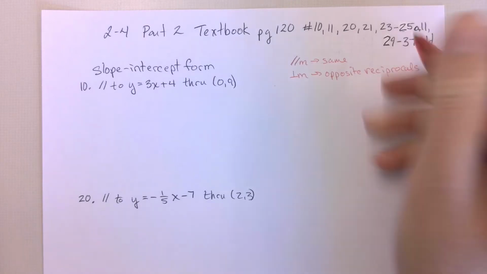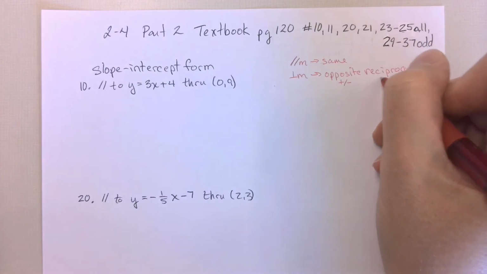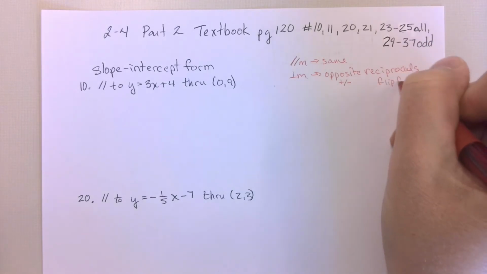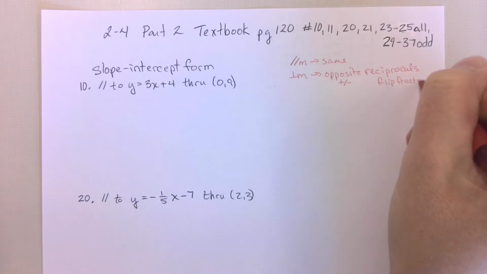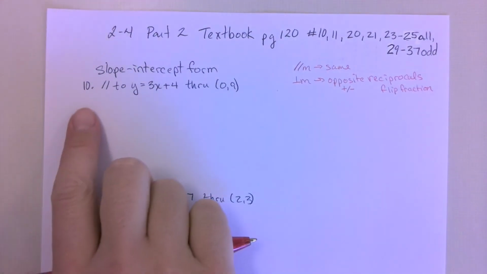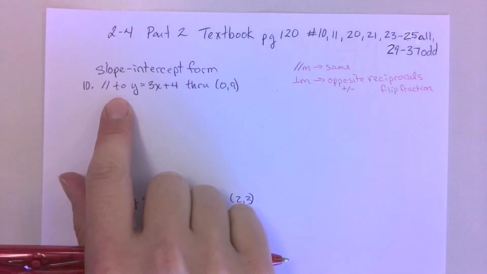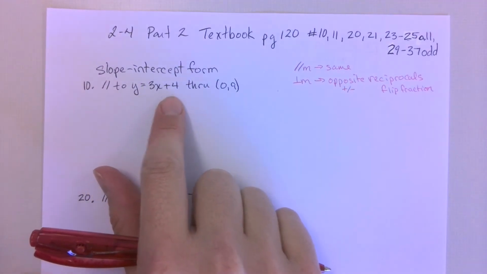And we say opposite reciprocals, remember we're changing the sign, positive, negative, negative, positive. Reciprocal will be flipping the fraction. That's the short version of it. Okay, so the first thing we have is problem 10, one of the even ones. We want a line in slope-intercept form that's parallel to y equals 3x plus 4.